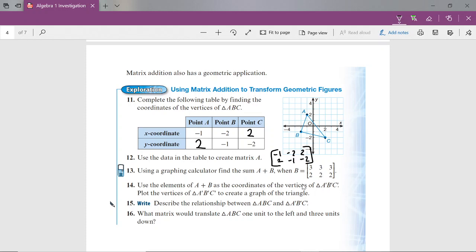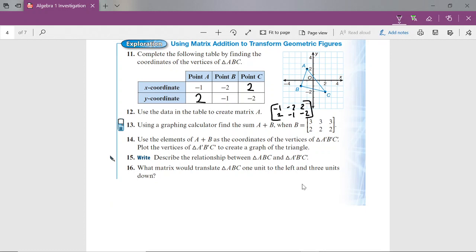So in this case, we have a 2 by 3 matrix, 2 rows, 3 columns. Use a graphing calculator to find the sum of A plus B if B is right there shown. Well, I'm going to rewrite them down here just to give myself some space. So -1, -2, 2, 2, -1, -2. Very important to keep all of these in the correct order, otherwise it doesn't work correctly. So we're finding the sum with B, so 3, 3, 3, 2, 2, 2.